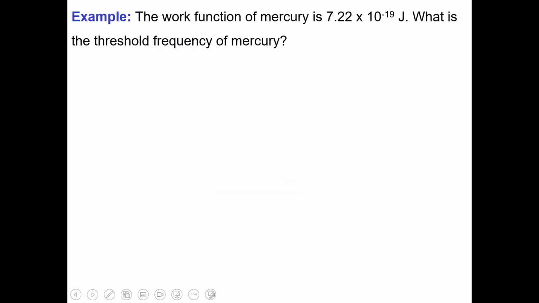So this question reads, the work function of mercury is 7.22 times 10 to the minus 19 joules. What is the threshold frequency of mercury? So we'll begin by writing out the equation that relates the work function and the threshold frequency. So the work function is equal to Planck's constant multiplied by the threshold frequency, which means the threshold frequency is equal to the work function divided by Planck's constant.